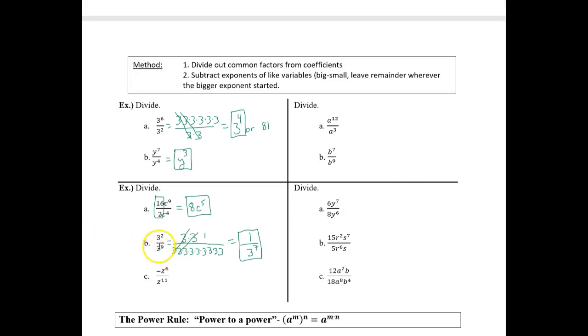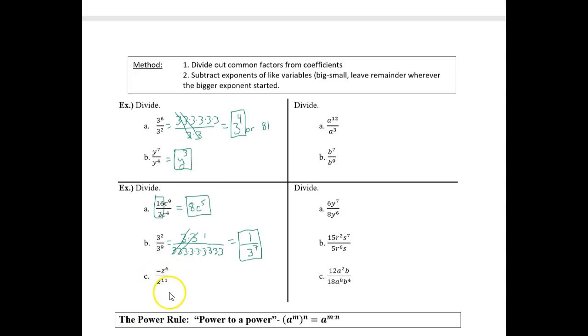So if we have more of whatever we're dividing in the denominator, that's where it ends up. So I can still use the subtraction rule. 9 minus 2 would give me 7. So we see those 2 dividing out. But what's left over is wherever there's more. I have more in the denominator. That's where the 3 to the 7 stays. If I had more in the numerator, it stays in the numerator.